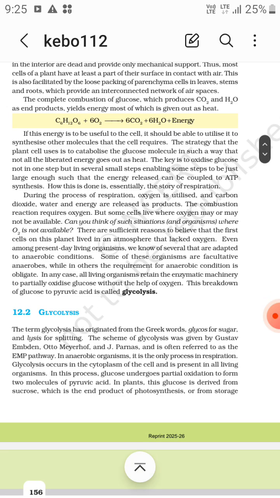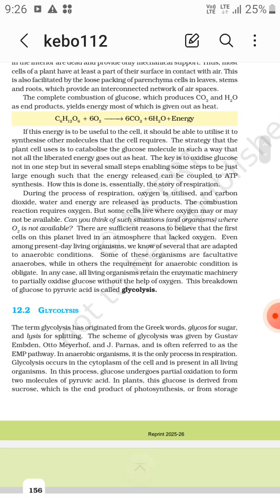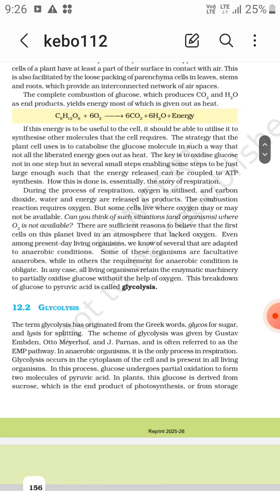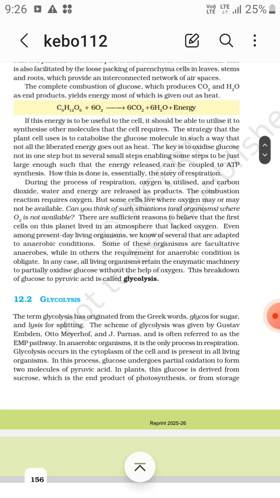So some are adapted to anaerobic condition. Some of these organisms are facultative anaerobes, that is, they are optional anaerobes, while in others the requirement for anaerobic condition is obligate. So some are facultative anaerobes, some are obligate anaerobes, that is compulsory, can only survive without oxygen. In any case, be it anaerobic or aerobic, all living organisms retain the enzymatic machinery to partially oxidize glucose without the help of oxygen.